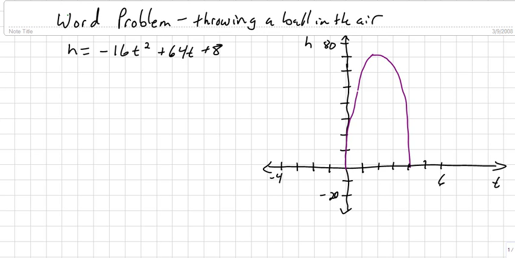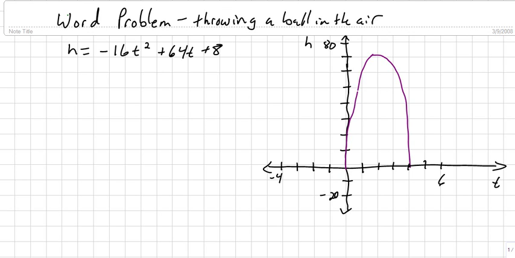Alright, here is a typical word problem. A ball is thrown upward with an initial velocity of 64 feet per second from a height of 8 feet. The height of the ball h, in feet, at t seconds is given by the equation h equals negative 16t squared plus 64t plus 8.